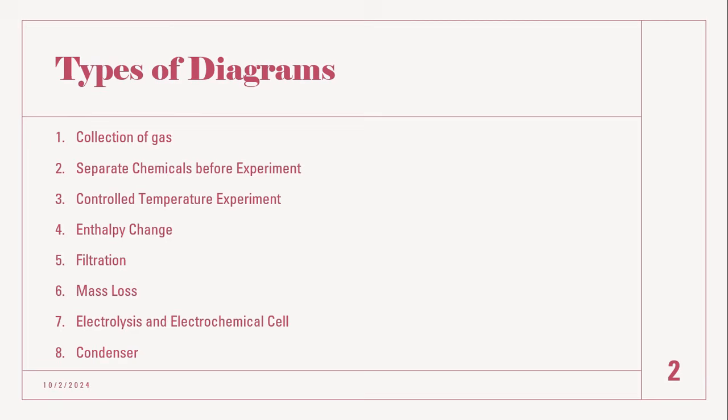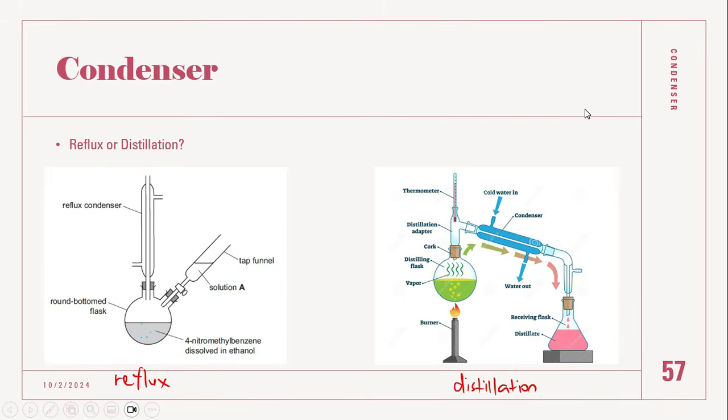The last one will be the condenser. Before we draw a condenser, we need to know whether the experiment needs heating under reflux, or distillation of a liquid. For a reflux condenser, it needs to be straight like this, because using a condenser in a reflux experiment is to prevent the loss of volatile organic compounds. We make sure that it won't dry up because of the heating, and at the end we get no products.